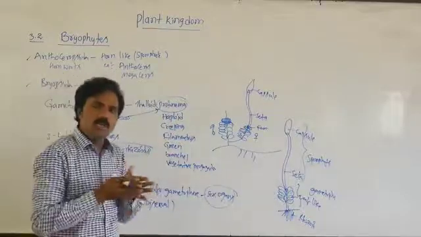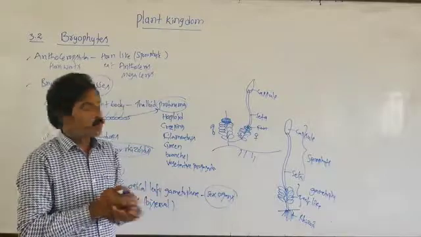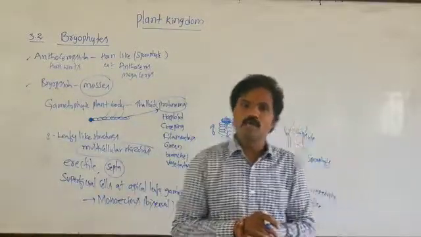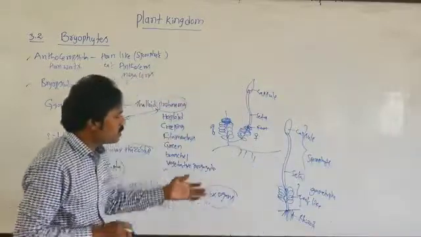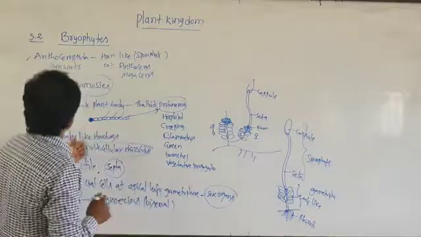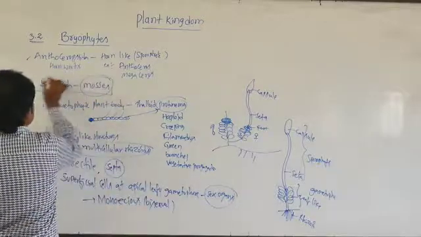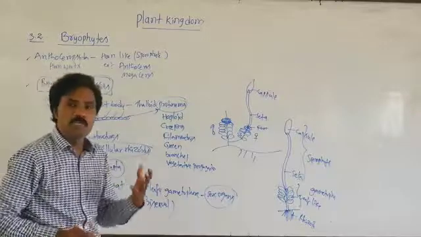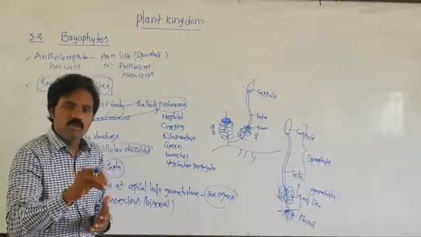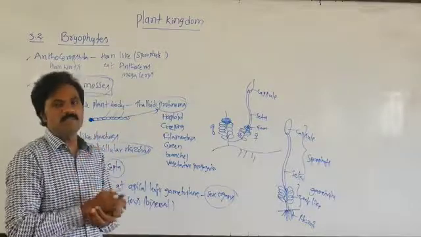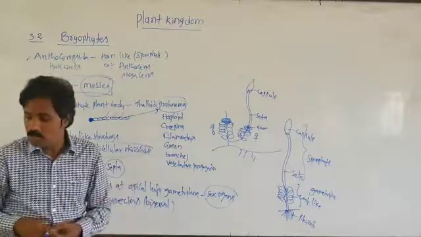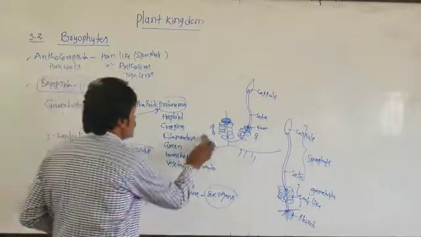Both sex organs, antheridium as well as archegonium, are present in the same plant. That's why we call it a monoecious organism. It is normally regarded as mosses. Mosses play a very crucial role as a source of food material for mammals, birds and other organisms.